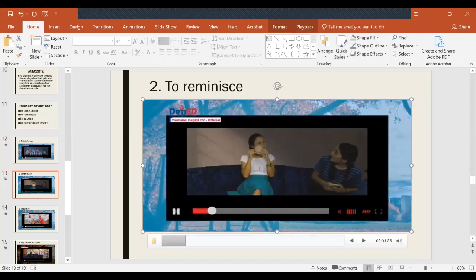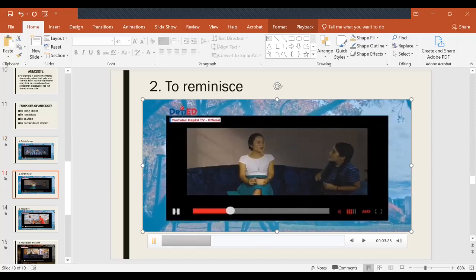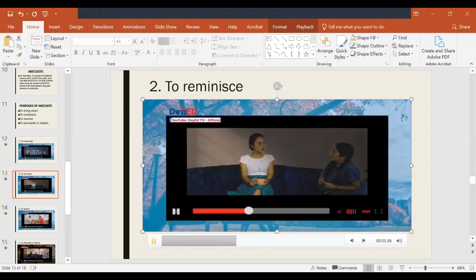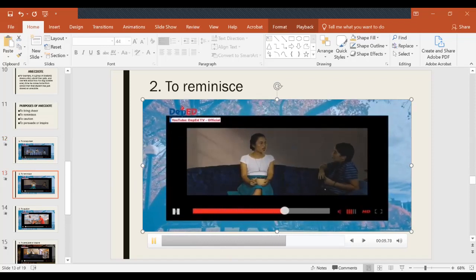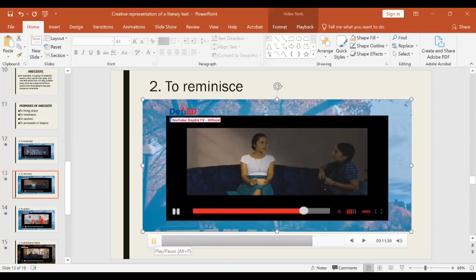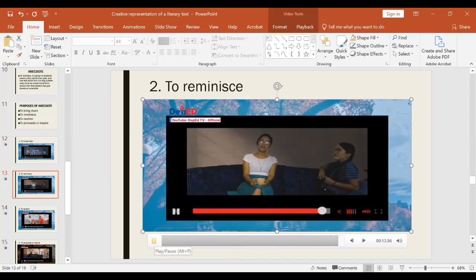Nay, nakakita na ba kayo ng kalabaw? Oo naman, anak. Noon sa probinsya, sinasakyan ko ang kalabaw na pang-araro ng lolo ninyo. Masaya ang buhay sa bukid. Nakakamiss.